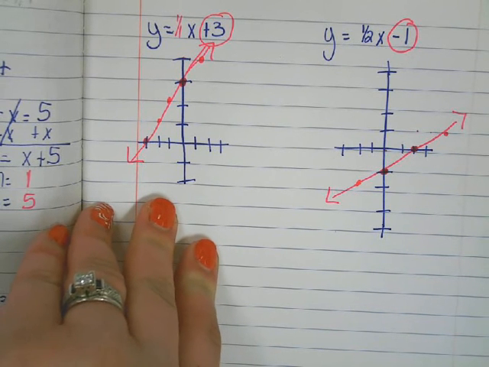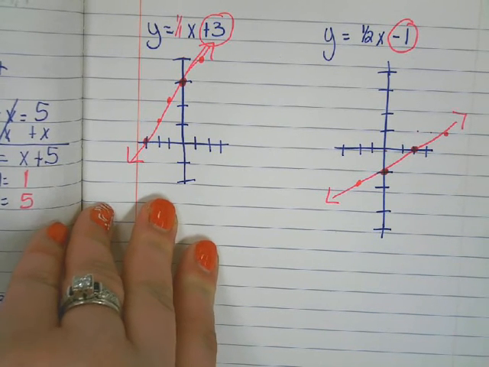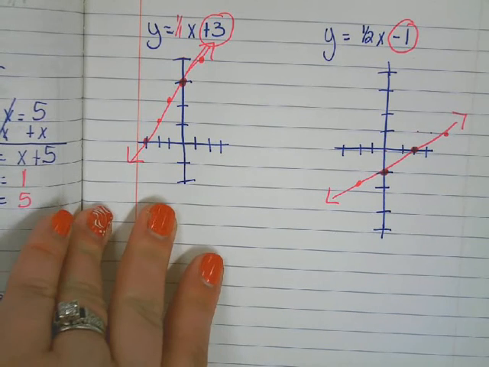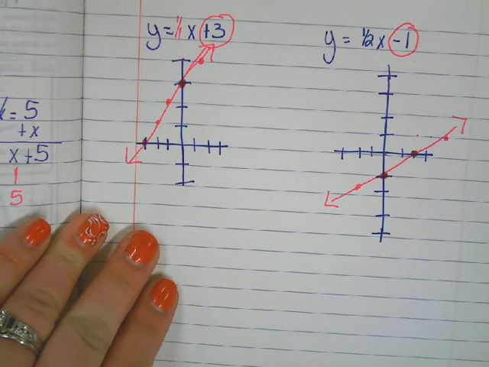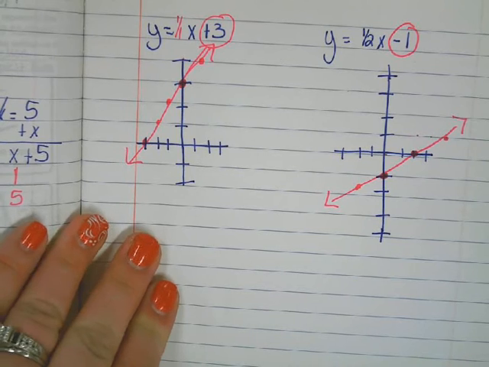Alright, this next one I want you to try by yourself. Y equals negative 4/3 x plus 2. So go ahead and try it by yourself. See how you do.